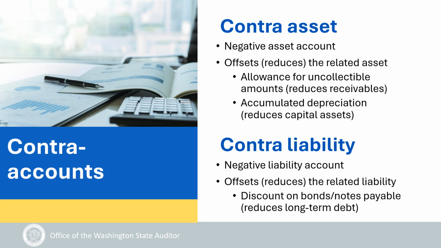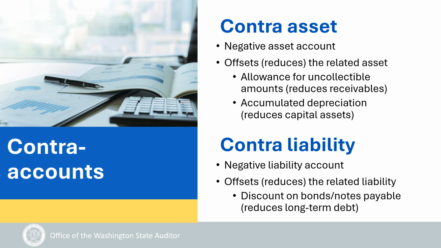When a government has a receivable asset, meaning someone else owes them money, the government makes an estimate of how much they won't be able to collect because the other party is unable to pay them. This estimate is called an allowance for uncollectible amounts, and it reduces the total receivable amount reported.